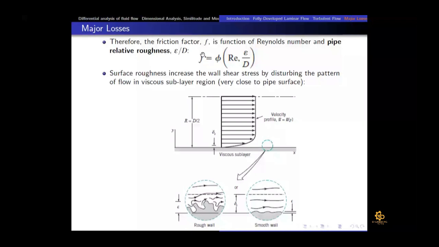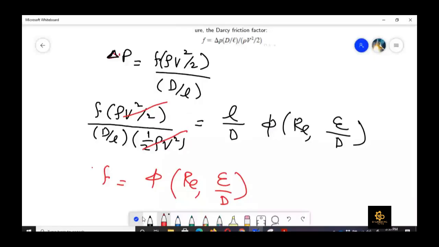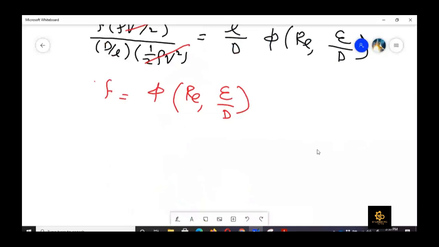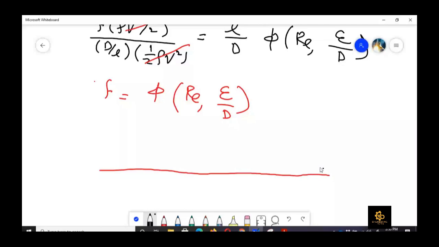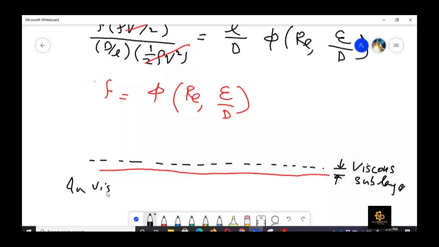There is one more thing I can write here, and that is the last thing. There is a layer in the near wall region, this distance, which is called the viscous sublayer. In the viscous sublayer, the viscosity effect is high.